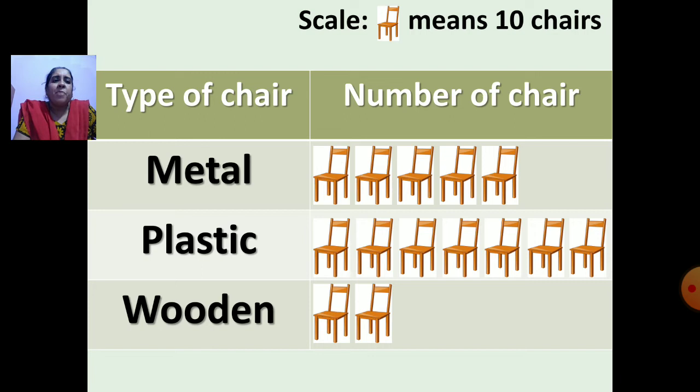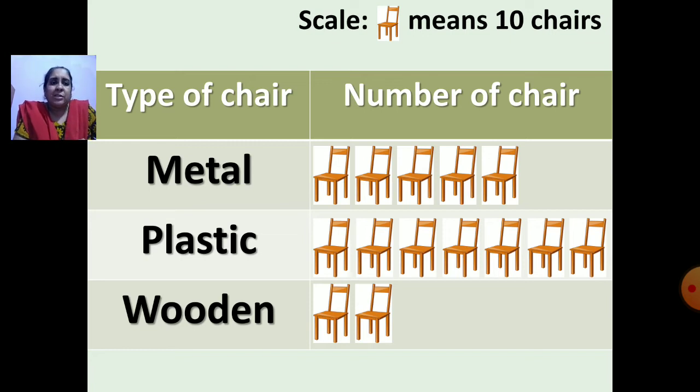Okay. How many chairs are made of metal? Count the number of chairs drawn in this. One, two, three, four, five. How many chairs are there? Five. Made up of what? Metal. Right. So one chair means 10 chairs. So if you calculate how many chairs are made of metal, 5 chairs are drawn, right? So 10 multiplied by 5, how much will you get? 10 fives are 50 chairs. Okay, if I ask you how many chairs are made up of metal, what will you say? 50 chairs are made of metal, right? So this way you can take out the information from the images.